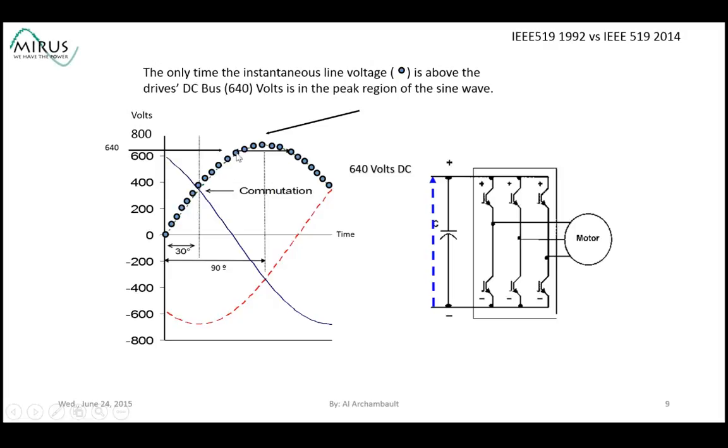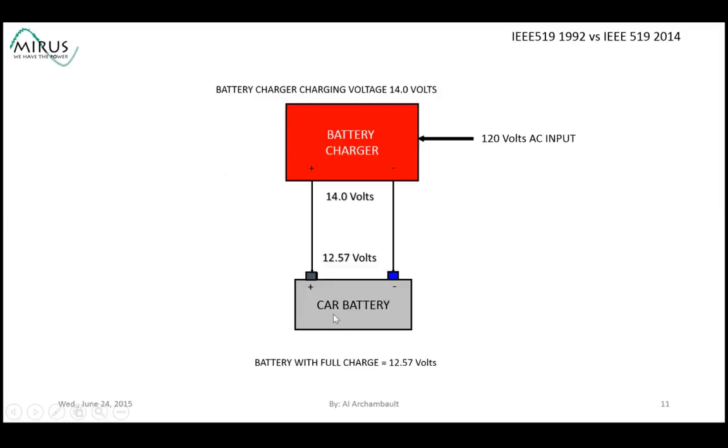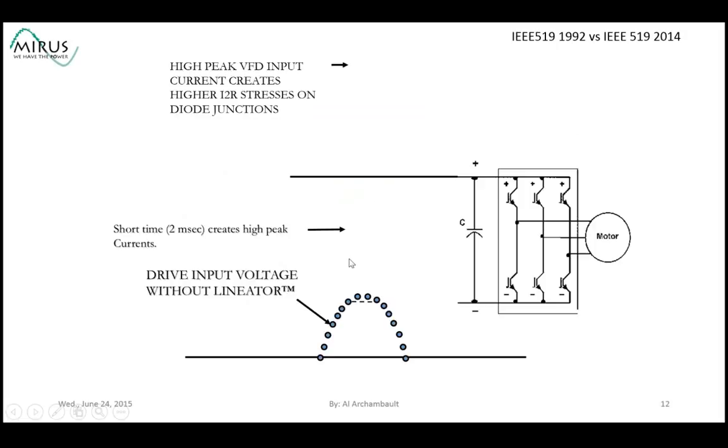The only time that the peak voltage is going to be high enough is for 2 milliseconds at this region here. Okay? So just like the battery in your car, you can't charge the battery unless your battery charger has a voltage that's above the battery voltage. So the same thing is going on in this shot, where you see the result is a high amplitude pulse of current that goes into the cap bank. And this high amplitude pulse of current is discontinuous, and it's full of harmonics.